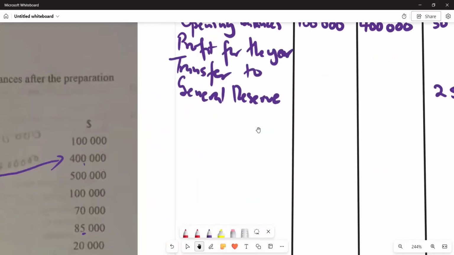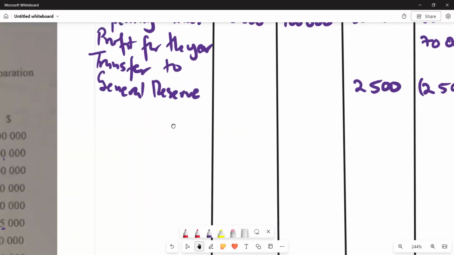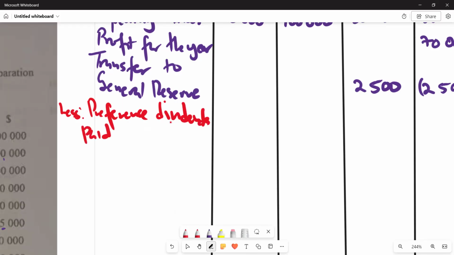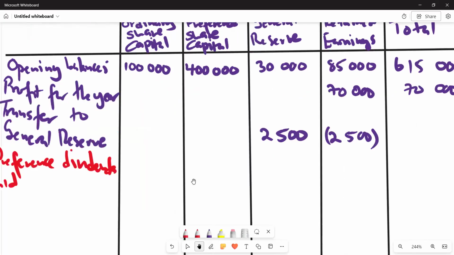So I will go there and just indicate it as such. We are on the section of dividends, so we are saying less preference dividends paid. And then the amount that we are having, remember the column that we are supposed to put is the column for retained earnings. So we come here, remember the figure that we got is 40,000, so retained earnings is here. So we are saying 40,000. And remember, we show it as a negative.